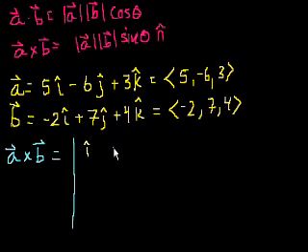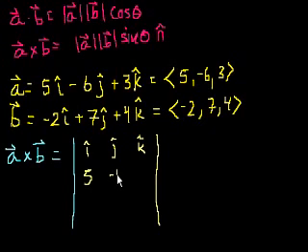vectors in the top row: i, j, k. Then you write the first vector in the cross product, because order matters. So it's 5, minus 6, 3. Then you take the second vector, which is B, which is minus 2, 7, 4. So you take the determinant of this 3 by 3 matrix.